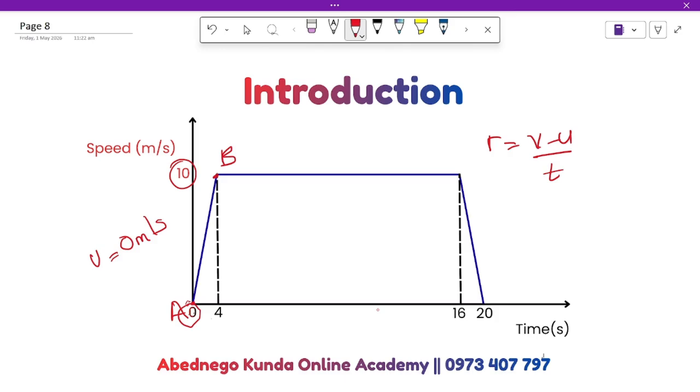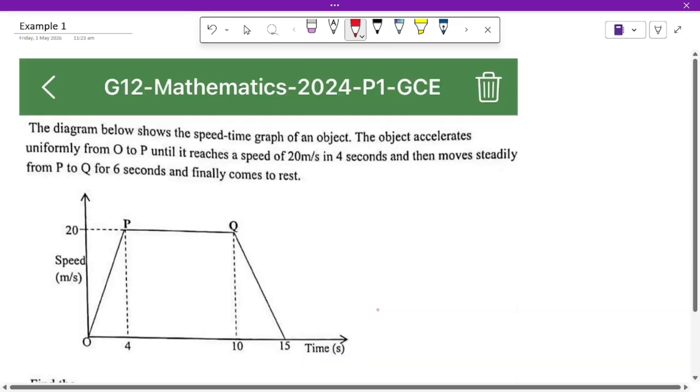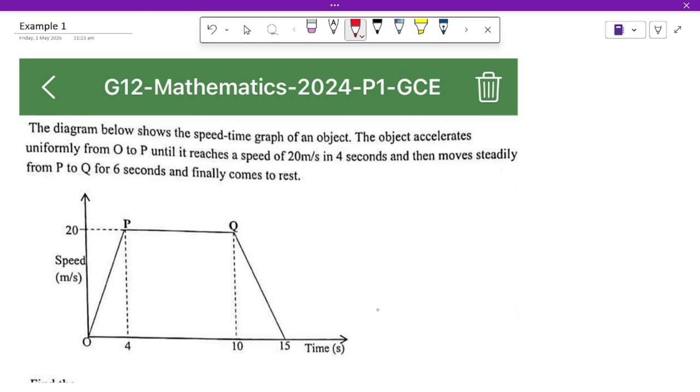Now that we've looked at that, we can look at an exam question. Be very careful and pay attention to the question. They are going to give you valuable information sometimes right in the question. Sometimes they'll just describe how the particle moved, but sometimes they'll give you valuable information which you are supposed to use to solve some of the questions. So be very careful as you go through the question.